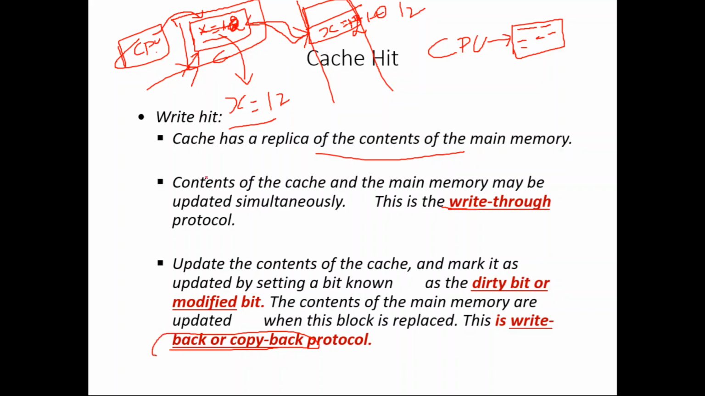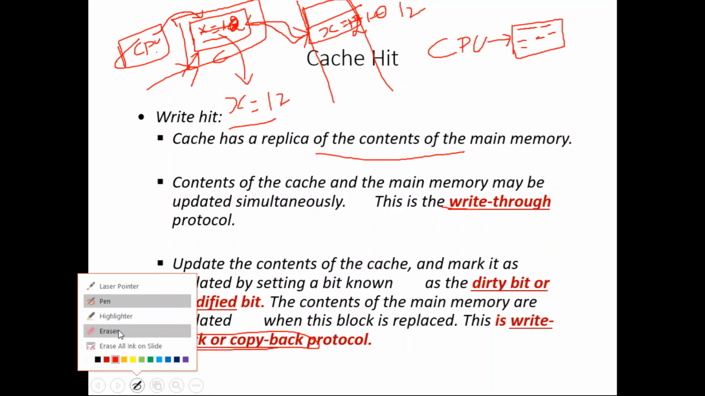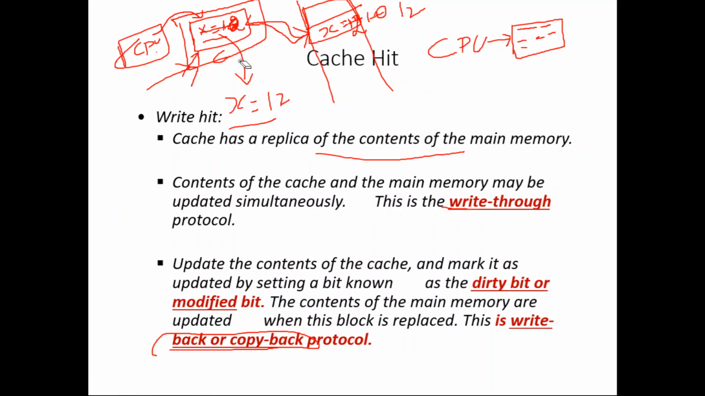The write back protocol or copy back protocol, what it says in the sense, now if you want to update x, finally our objective is to update the main memory only. Whether cache memory is updated or not, that is secondary. Our objective is to always update the main memory.